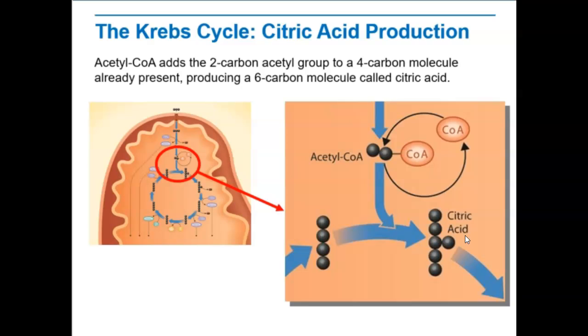So acetyl-CoA combines with 4 carbon compounds in the Krebs cycle, and that produces citric acid. Now, how many carbons do we have here? You have a 6-carbon molecule here, so that makes sense, right? We have 4 coming in, we're adding the 2 from the acetyl-CoA. That gives us a 6-carbon molecule.